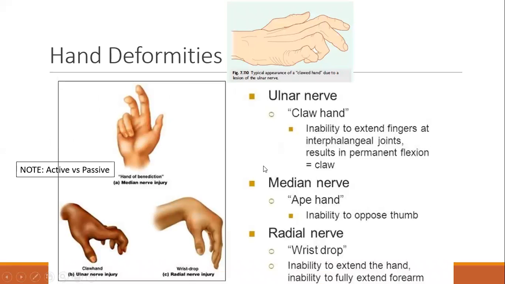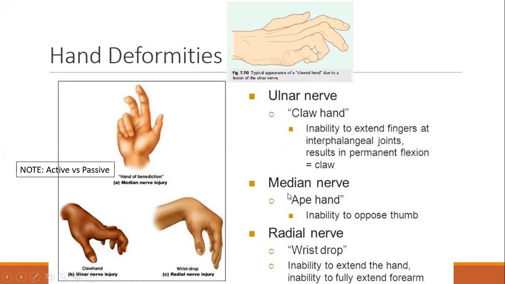When you damage your ulnar nerve, you end up with claw hand. So claw hand happens when you've lost the intrinsic muscles of the hand. Notice how when looking at this hand, the fingers are flexed, but also extended. So the intrinsic muscles of the hand actually balance out the flexors and the extensors of the forearm. So when you lose those, you end up with this hand that is both flexed and extended at the same time. So that's claw hand.